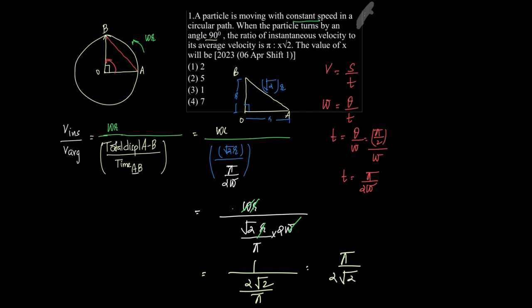And what is given to us in the question? The question says it is equal to pi is to x root 2. So pi by x root 2 is given to us. If we compare these two, we get that the value of x is 2. Therefore the correct option is option 1, 2.